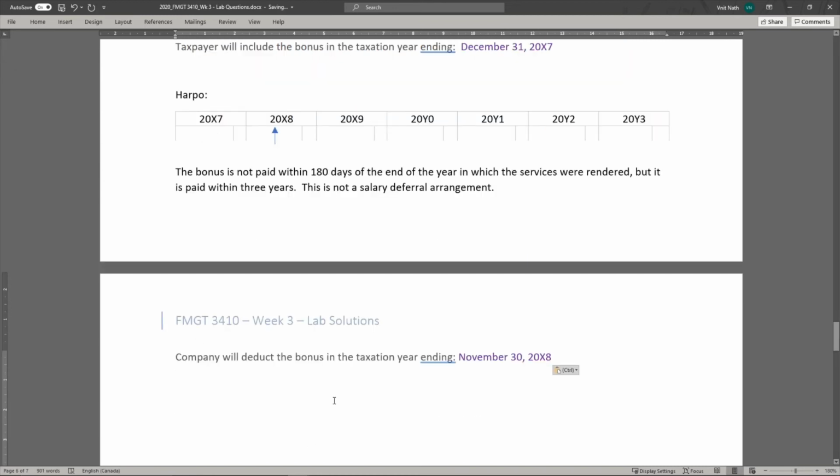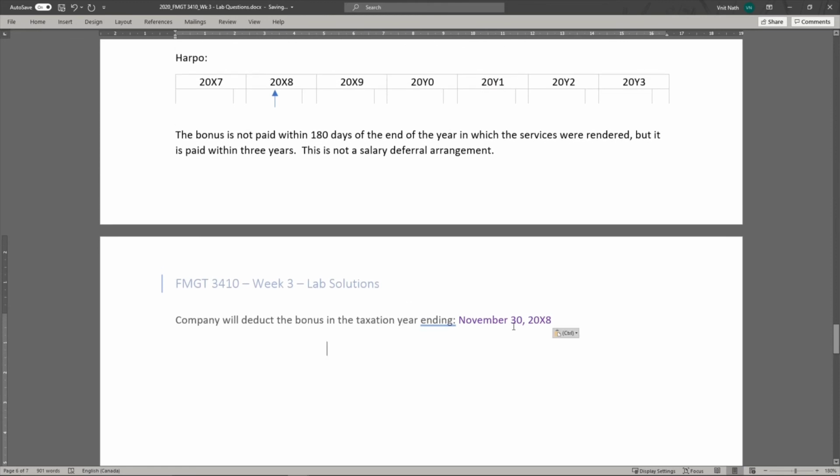It means that the company will deduct the bonus in the taxation year ending November 30th, 20X8. Meaning over here in this year, if you can see the mouse, is when it will be deducted. Although the company wanted to deduct it back here, they couldn't because they wouldn't pay within 180 days. For the employee, this works out okay. The taxpayer will include the bonus in the taxation year ending December 31st, 20X8. So the taxpayer doesn't have to include until the end of their 20X8 calendar year.